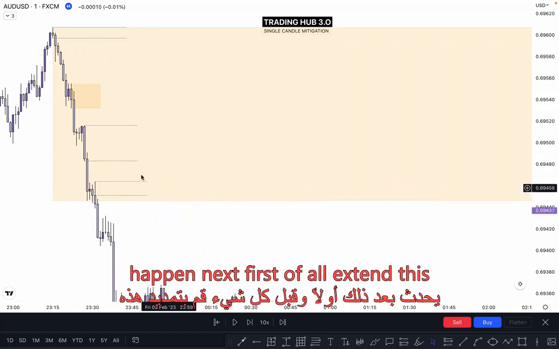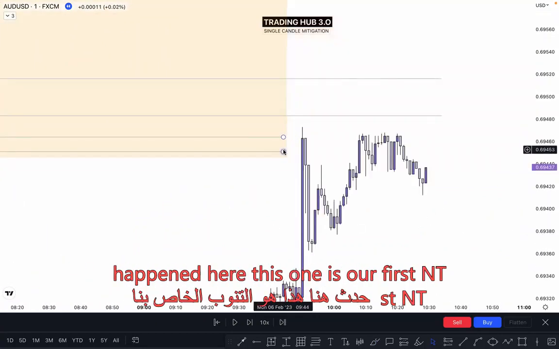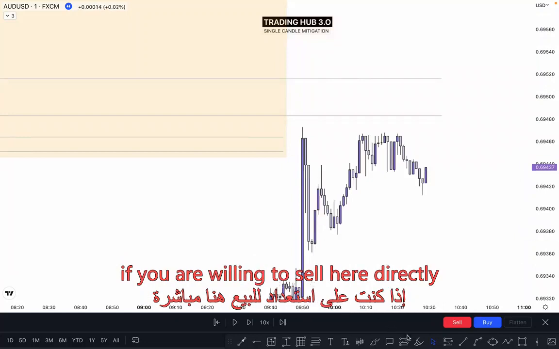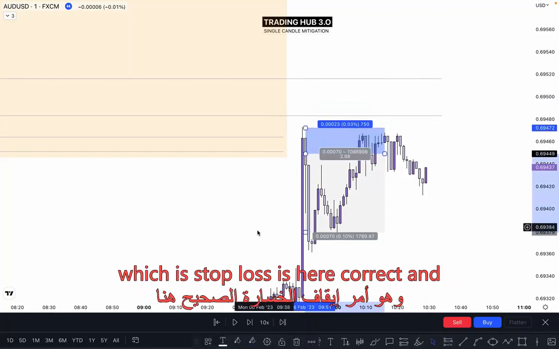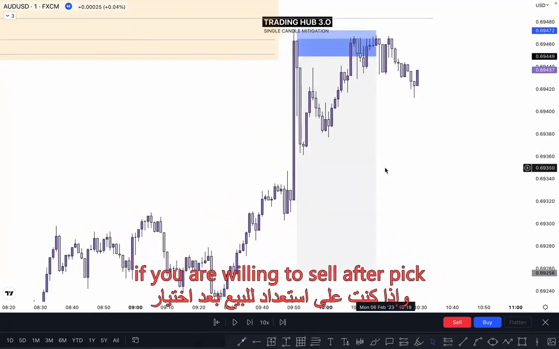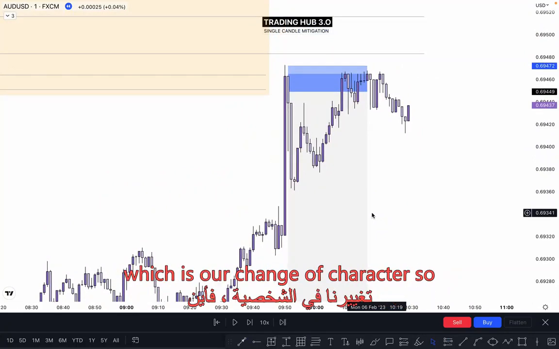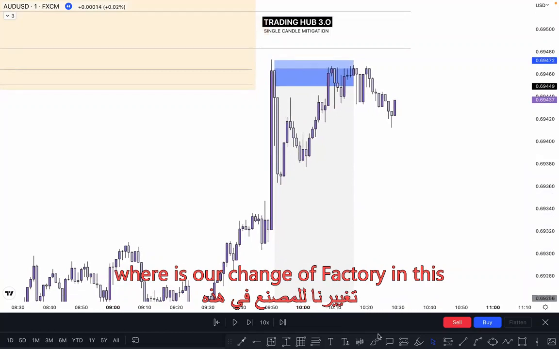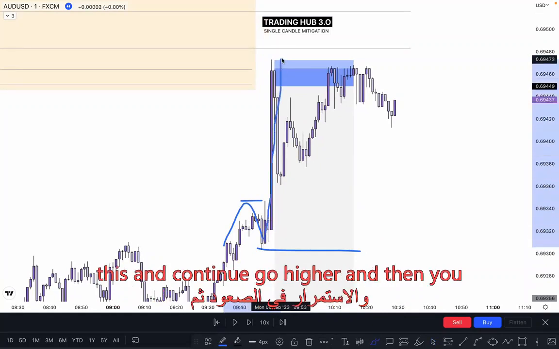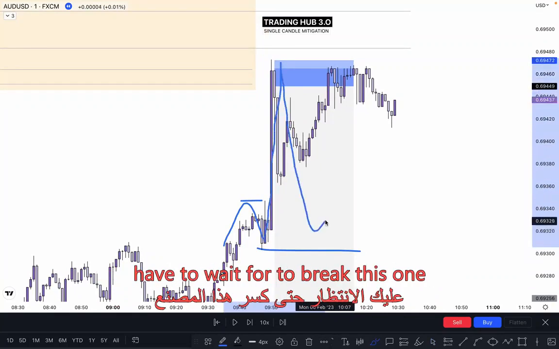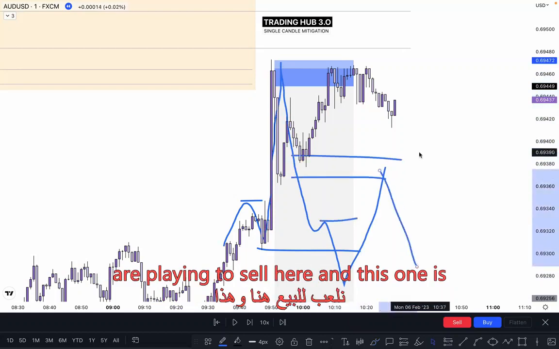First of all, extend this zone to the right side. Now let's see what happened next on the right side. So what happened here? This one is our first entry, if you are willing to sell here directly, and this one is called risk entry, and put the stop loss just above it, which is here, correct? And if you are willing to sell after the break of structure, the break of the first recent low, which is our change of character. So where is our change of character in this case? This low, right? Because this one is our last pullback, something like this, and it continues higher, and then you have to wait for it to break this one, taking out this inducement, and then we are willing to sell here, and this is called a change of character.